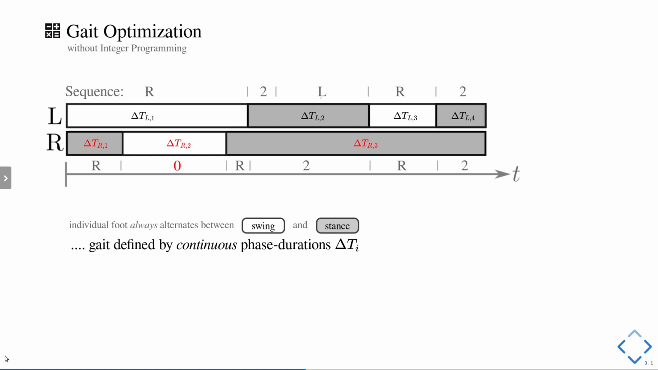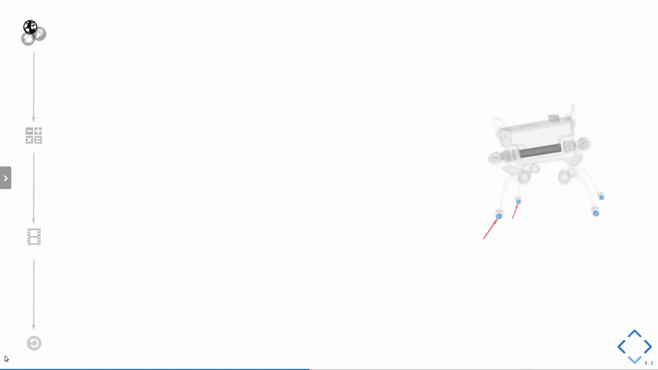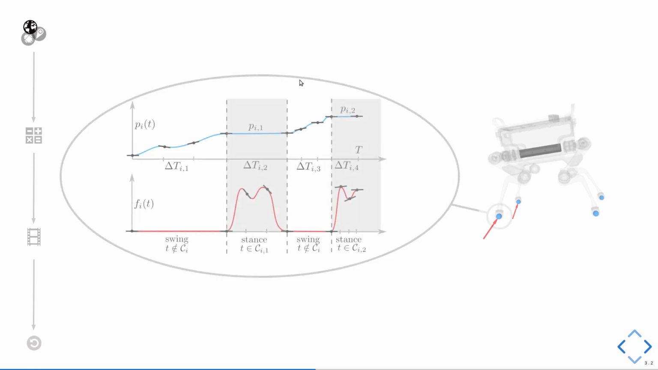So how can we now use this information to formulate some of the constraints that are present in legged locomotion? Let's look at some of the constraints related to environmental contact and try to find a formulation for these. If we look now at one individual leg, and we look at a trajectory for the position and force over time that we see here in blue and in red, from the previous analysis we now know that each individual foot will alternate between swing and stance. So a swing phase here in white, stance phase, swing phase, stance phase.